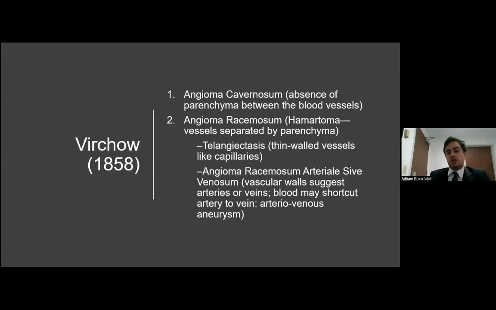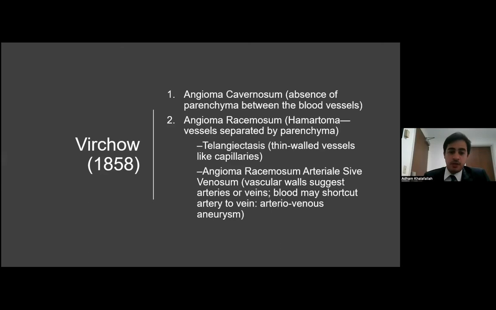So as I spoke, Virchow started talking about the angioma cavernosum. He started noticing this absence of parenchyma between the blood vessels, which could have been, at that time, the cavernomas, which he's trying to explain, and then the angioma racemosum, which is explained by him as some sort of telangiectasias, and also angioma racemosum arterialis venosum, which could mainly be the vascular malformations or the fistulas, which we're going to talk about.